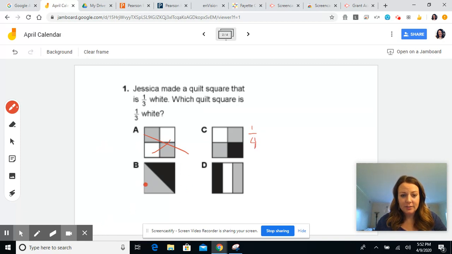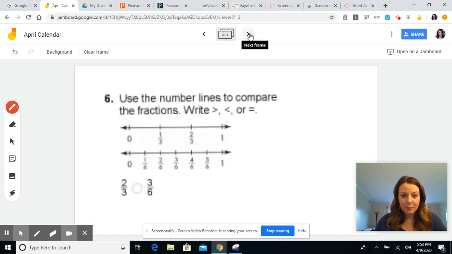Okay. Now this, does that have any white? No, so that doesn't make sense. And this is divided in half, so it would be 1/2 gray, 1/2 black. That doesn't match our criteria of 1/3 white. Now D has one section black, one section white, one section gray. Is this divided into thirds? Yes, it is. So I know my denominator is going to be 3 here. And how many parts are white? 1. So I know that this, boys and girls, shows 1/3 white. Got it?